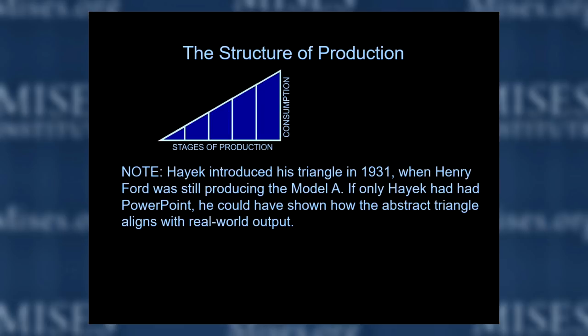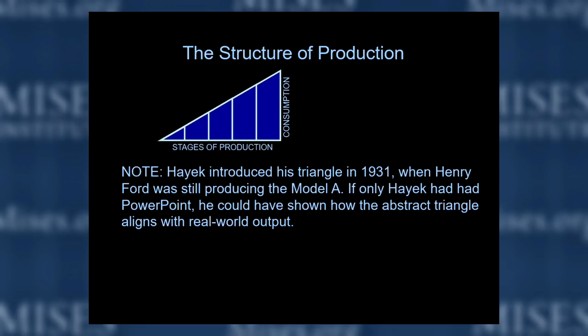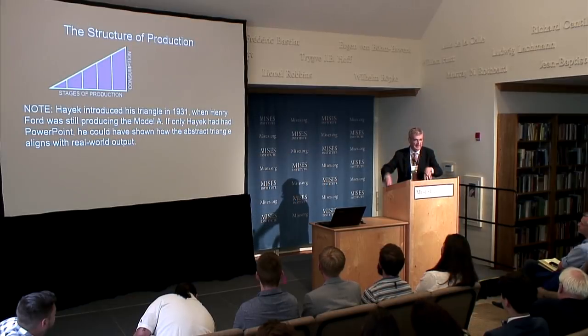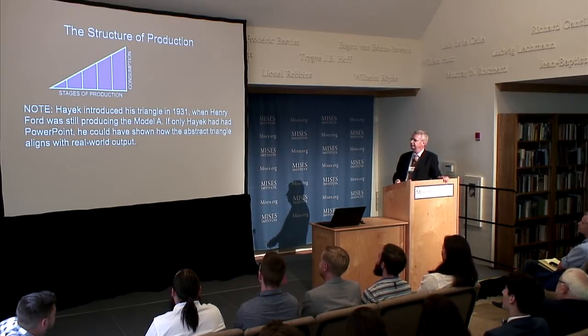Oh, this is a note here. Hayek introduced the triangle in 1931 when Henry Ford was still producing a Model A. If only Hayek had had PowerPoint, he could have shown how the abstract triangle aligns with real world output. Okay? But we can do that here. And that's just to show you that the output doesn't fall out of the bottom, okay? It comes to the right.